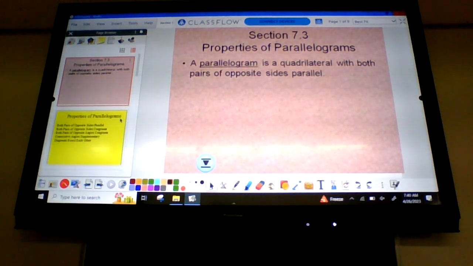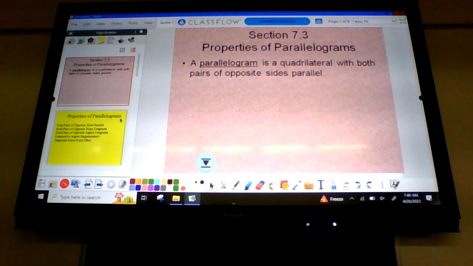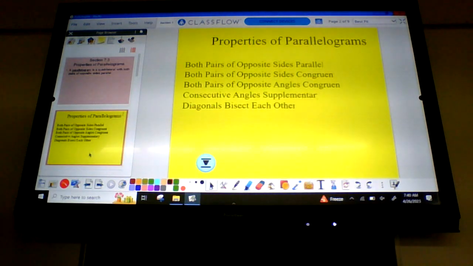Okay, today we're going to take a look at properties of parallelograms. A parallelogram is a quadrilateral with both pairs of opposite sides parallel. Okay, so that's the definition for the parallelogram. There are also 5 properties of parallelograms I want you guys to take a look at.